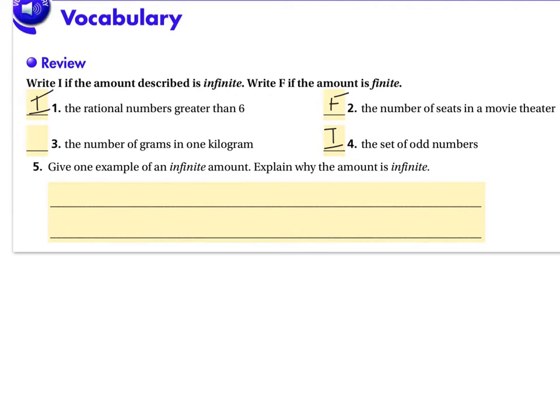Now give one example of an infinite amount. Explain why the amount is infinite. An example of this is a set of all positive numbers. Again, there are many possible examples. Feel free to question me on this tomorrow if you need help.